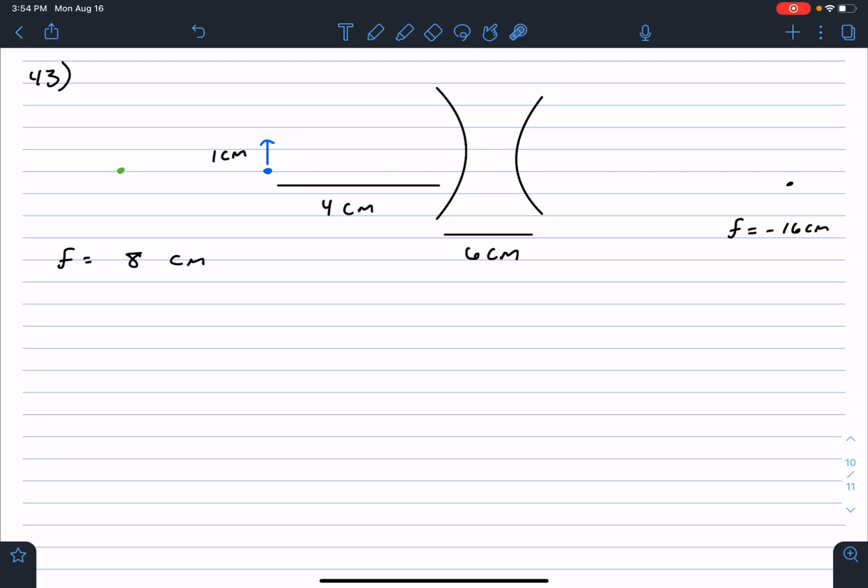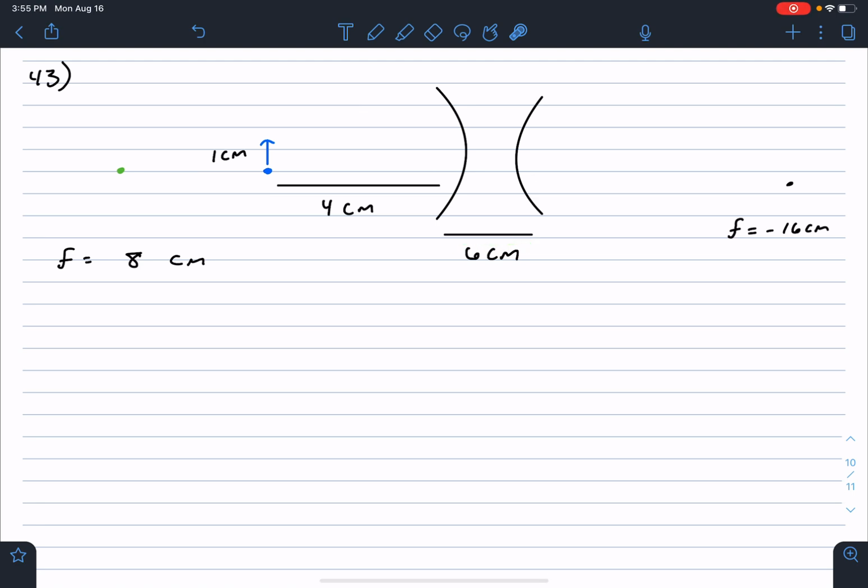For the next problem, we are told that we have a converging lens. We have an object placed 4 centimeters to the left of the lens, and it's 1 centimeter high. And the lens has a focal length of 8 centimeters. We're told that on the right side of the converging lens is placed a diverging lens. These are 6 centimeters apart.